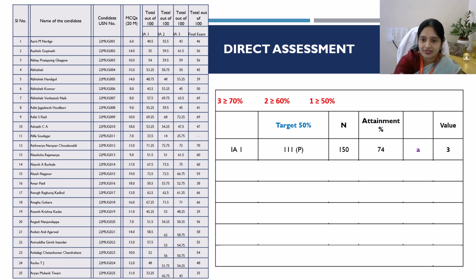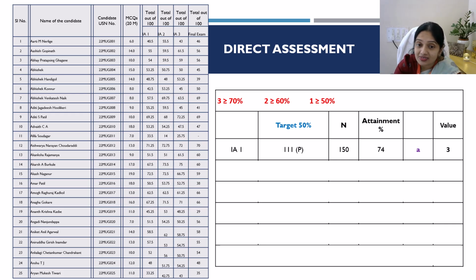Now what we have to understand is, in IA1, out of 150 students, 111 students have scored more than the target score, that is 50%. That means 74% of students have attained more than the target score. If you see in the red, if more than 70% of students have attained that, you should value it as 3.